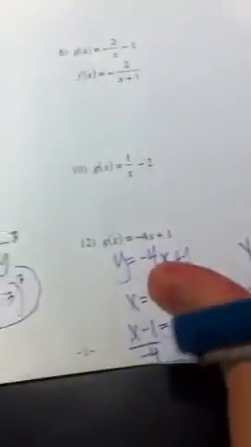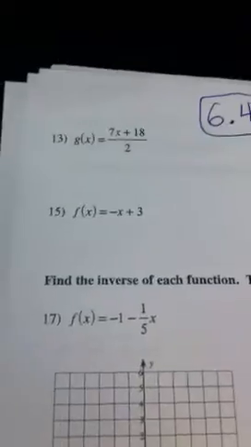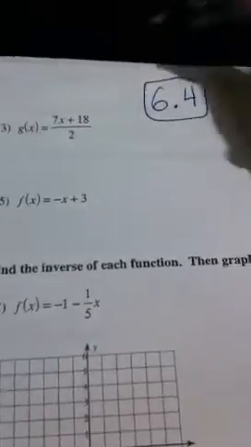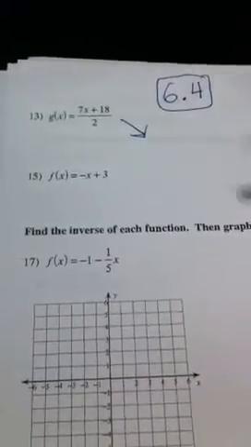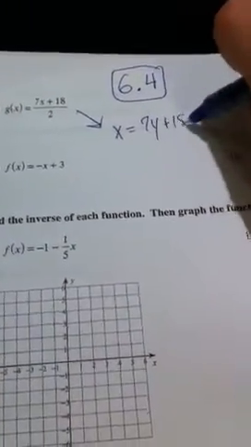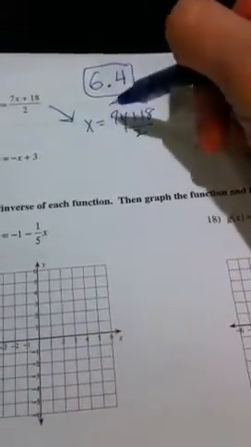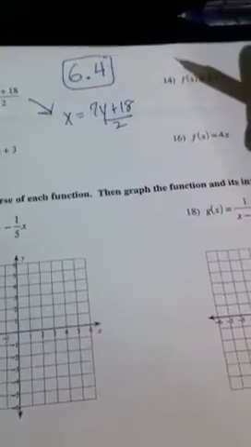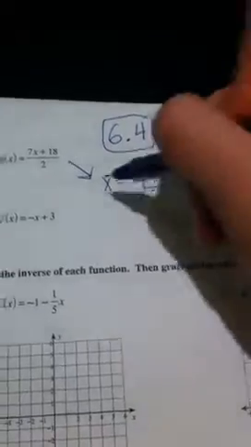I'm going to look at the next page and see if there's anything exciting happening here. Yeah, let's do number 13. 13 at the top. This is still 6.4. Number 13. I'm going to give myself some space. I'm going to jump to the step where I switch the x and the y. So that's where I am. Notice you've got 3 things, 7, 18, and 2, that are all in the way of getting the y by itself. So I'm going to start by multiplying both sides by 2.